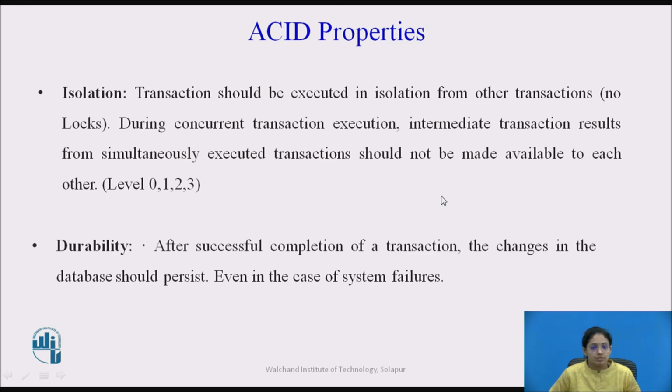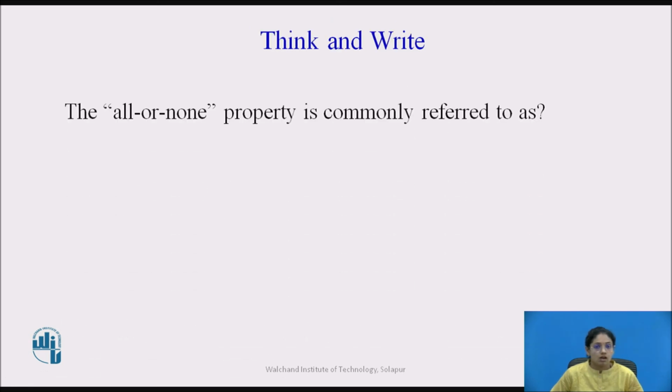Next comes durability. After successful completion of a transaction, the changes in the database should persist even if there are system failures. So, whatever changes you make after the successful completion of the transaction, the database should maintain or persist the changes even in the case of system failures. Which property is commonly referred to as the all or none property?